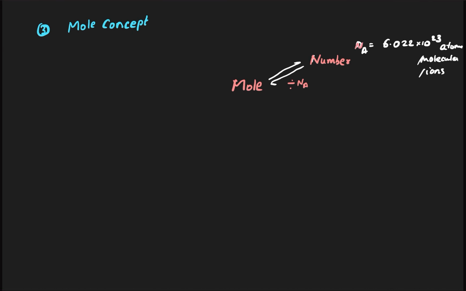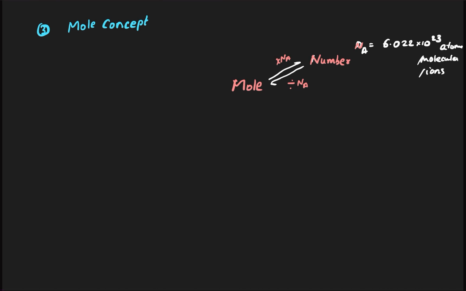Or if I give you moles and tell you to find the number, then it's very easy. 2 mole means how much? 2 into 6.022. 3 mole means how much? 3 into 6.022. So when you multiply the mole with Avogadro number, you get the total number of atoms that are present.